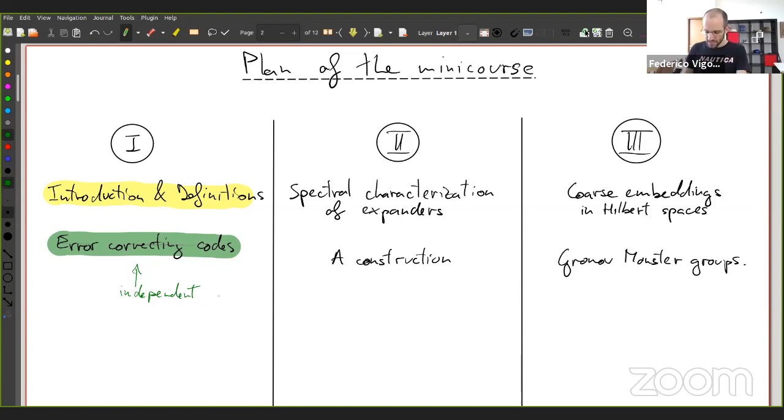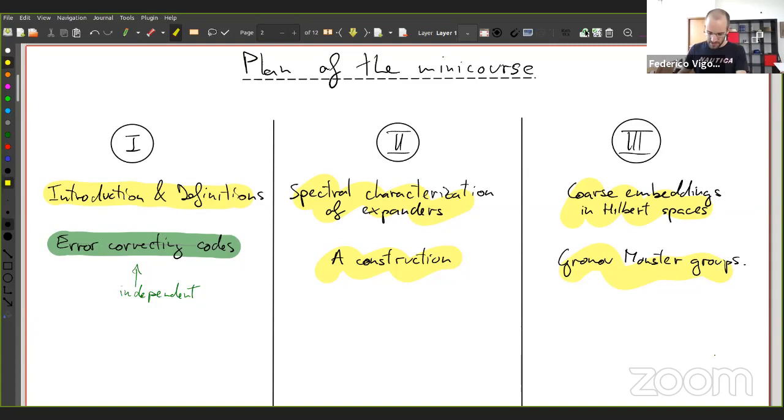And then the next time, that is tomorrow, we are going to discuss the spectral characterization of expanders. And then we will give some explicit constructions. So this lesson will be a little bit more analytic. And then finally, we will go more towards coarse geometry, talking about coarse embeddings into Hilbert spaces and Gromov monsters.